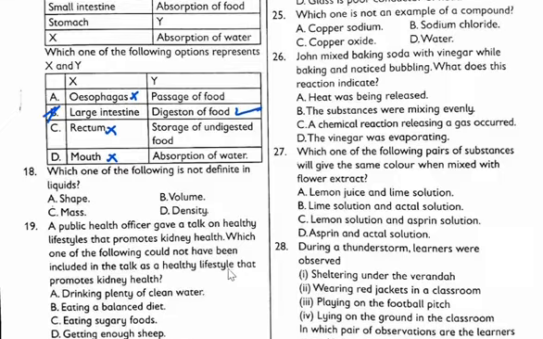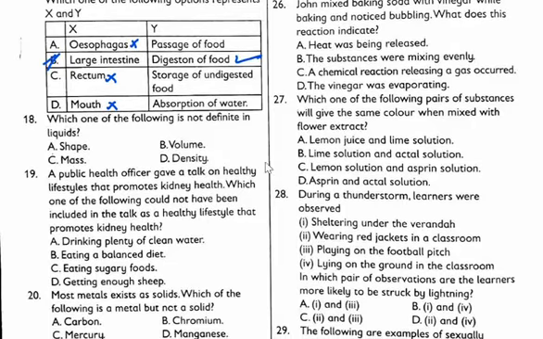We continue to 18. Which one of the following is not definite in liquids? A, shape; B, volume; C, mass; D, density. You know that volume is definite, also density is definite, and also mass. Then the one which is not definite is shape, because liquids don't have a shape, they take the shape of a container. And therefore, for question number 18, the correct answer is A.